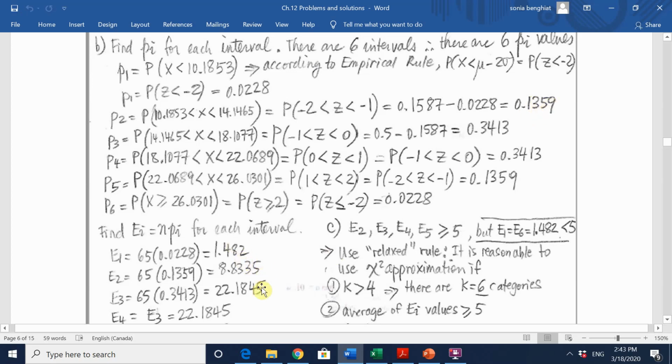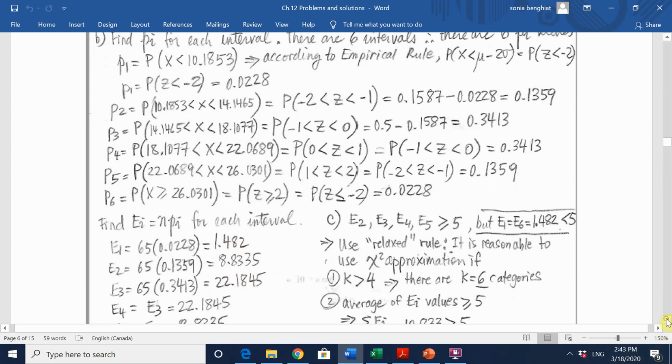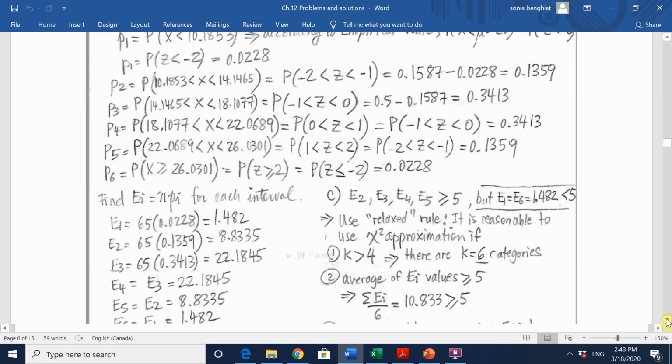Now notice that these expected values have decimal points, and that is quite fine. You leave it as is, because these are hypothetical expected values. They are not real expected values. They are hypothetical values. So I have now found my expected values.